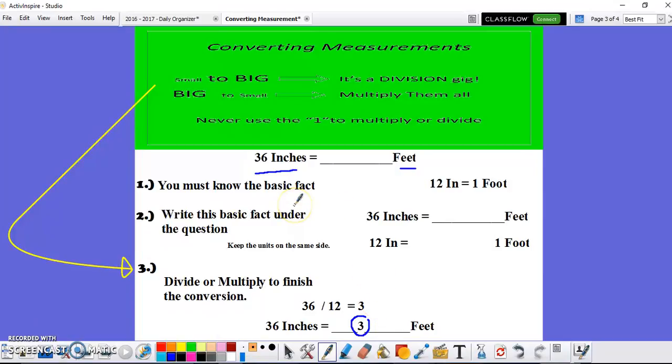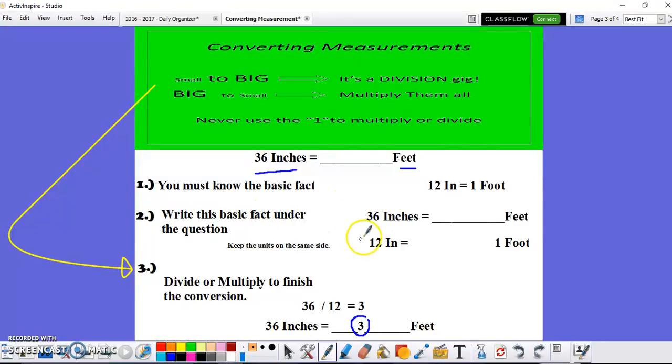So knowing the basic fact shouldn't scare you, because we are going to give you cheat sheets. In other words, a sheet that gives you the basic facts for everything that you will have to convert. Whenever you see that you're going from inches to feet, if you take out your cheat sheet, it will show you that 12 inches equals 1 foot, and you immediately write that down. Write that basic fact underneath the question.